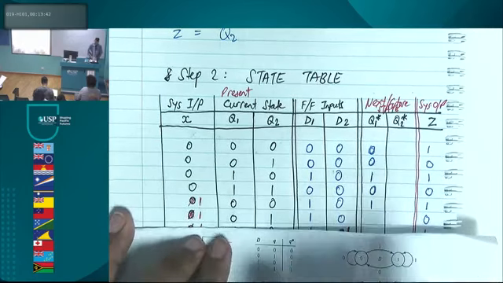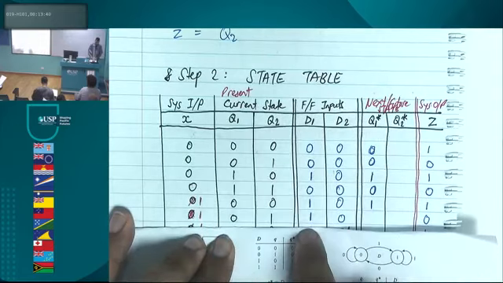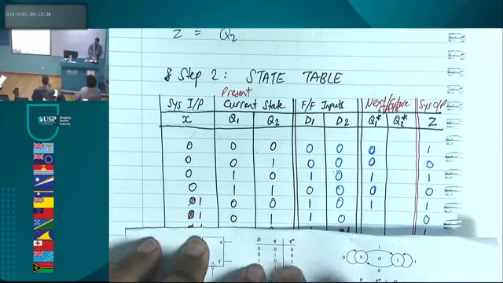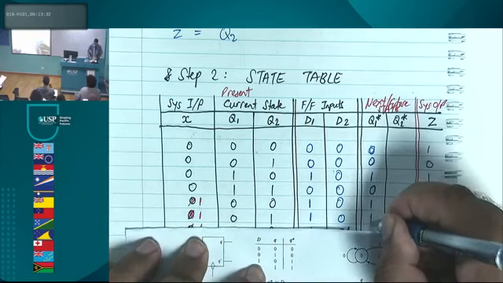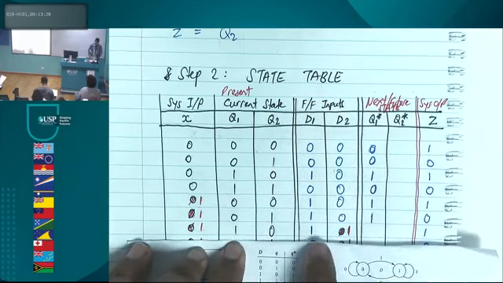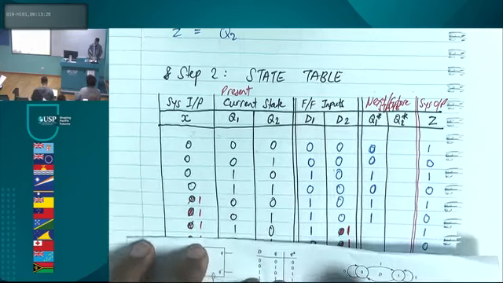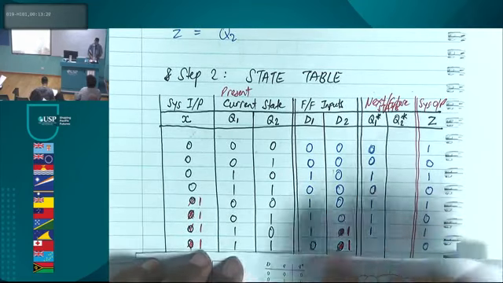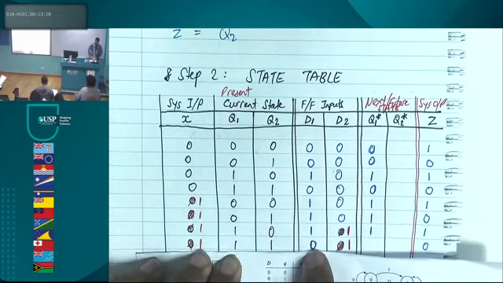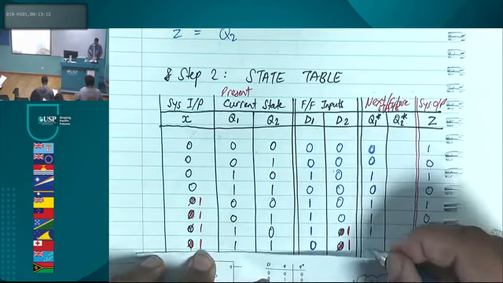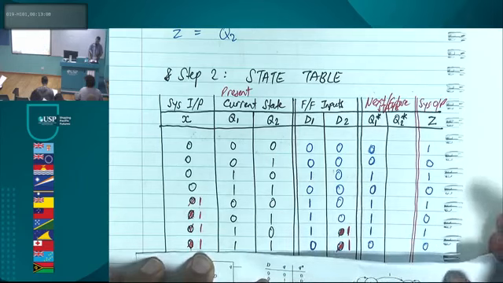Next line. Q1 is 0, D1 is 1. Output is 1, just like the earlier line. Next line. Q1 is 1, D1 is 1. 1, 1 gives you 1. Again, Q1 is 1, D1 is 0. I think we did this early on. Q1 is 1, D1 is 0. Output is 0.